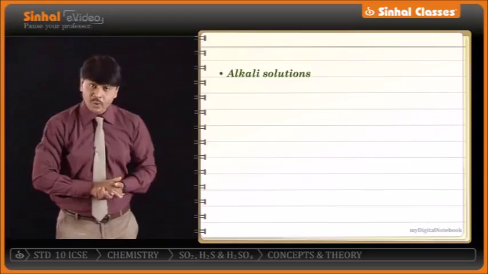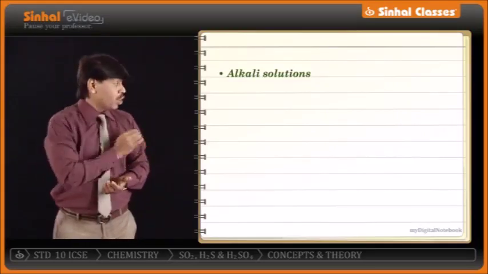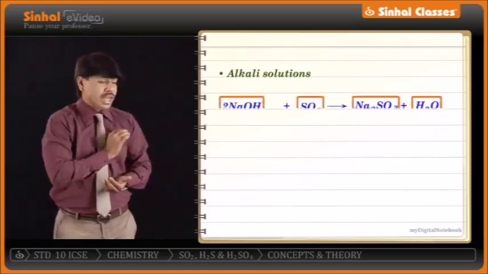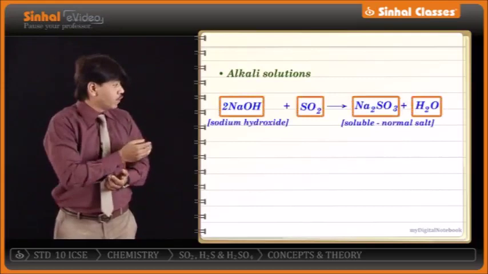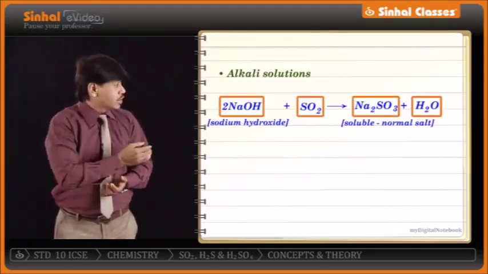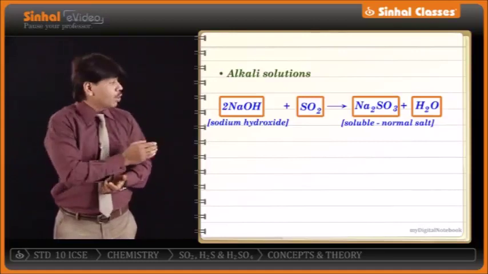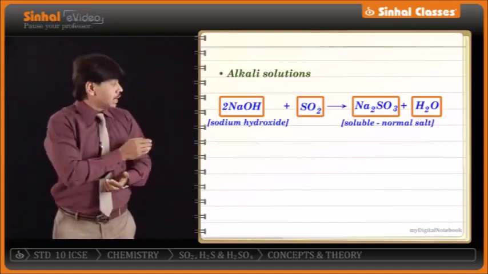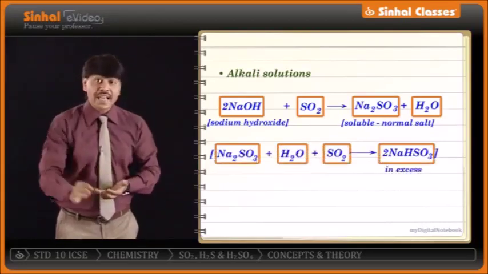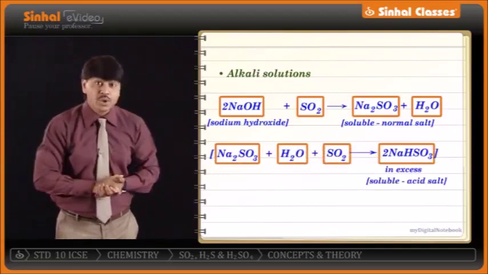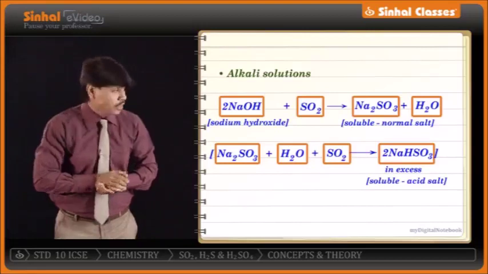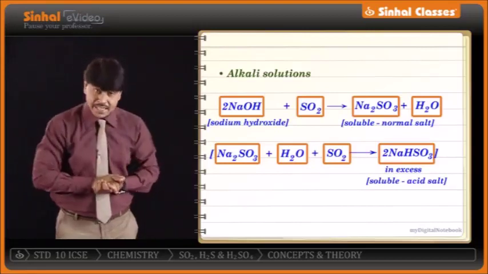To begin with, we take an alkali like sodium hydroxide. 2NaOH plus SO2 gas passed through it will give you sodium sulfite, Na2SO3, which is water soluble, along with water. Now take the sodium sulfite along with water and pass excess sulfur dioxide. It will give you sodium bisulfite, NaHSO3, which is soluble in excess.